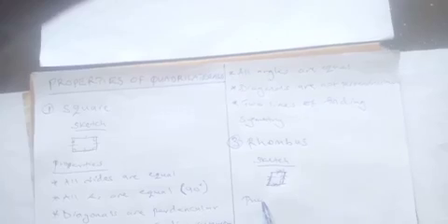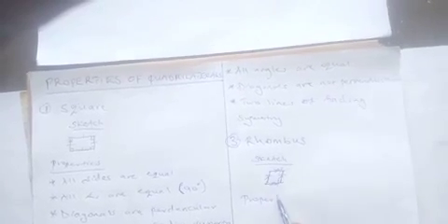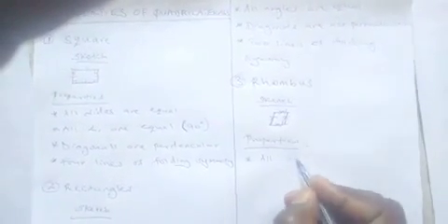So now let us look at the properties of a rhombus. Property number 1: all sides are equal. That is property number 1. Property number 2: opposite angles are equal.